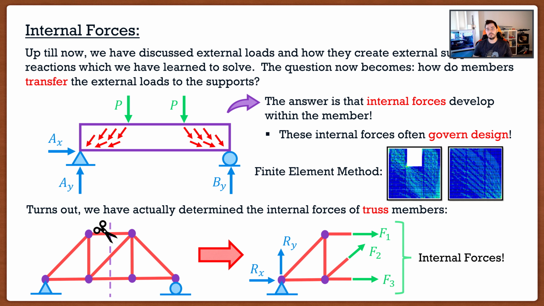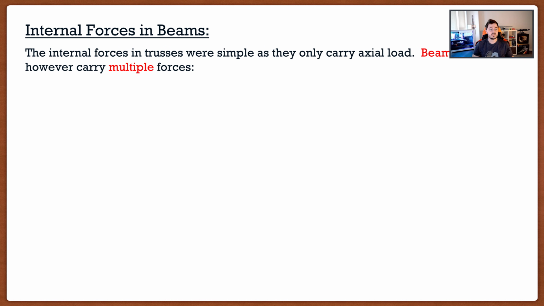Now, where things get a little bit different is, remember in trusses, all of our internal forces were either in tension or they were in compression. Basically, it was an axial force, and that was it. Well, as we're going to see in beams, it's going to be very similar, but there's actually additional forces that can happen in our beams. So let's talk about the internal forces of beams.